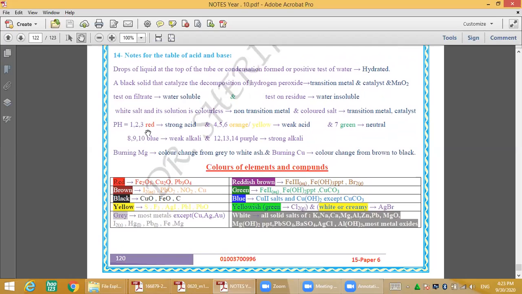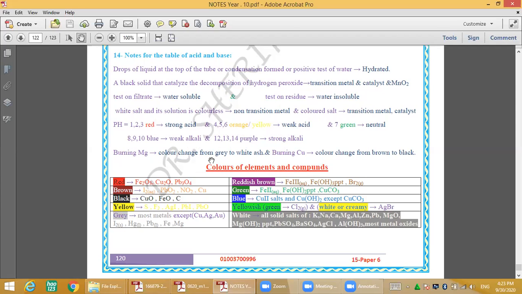pH 1, 2 or 3, or the color is red, this means that it is a strong acid. It is not correct if you just said acid. Strong acid. 4, 5, 6, orange or yellow, this means that it is a weak acid. 7 or green, this means that it is neutral. 8, 9, 10, blue, weak alkali. 12 till 14 or purple, this means that it is a strong alkali.